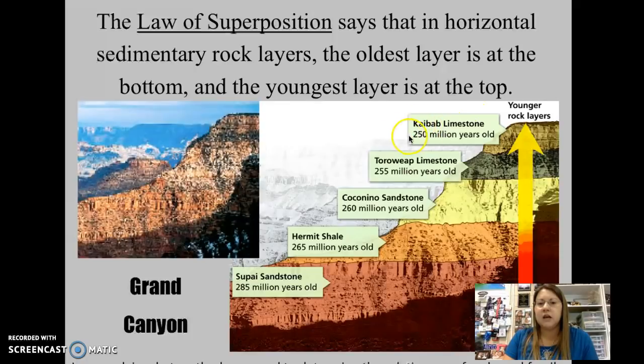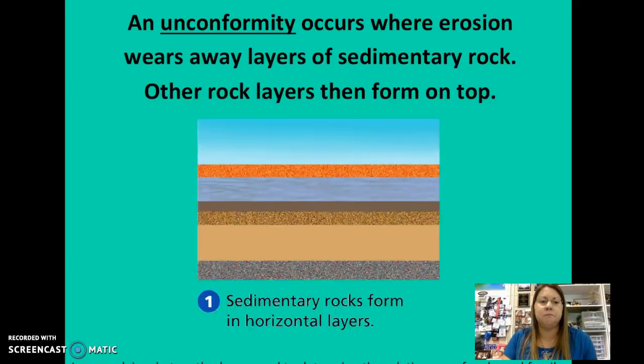So if we didn't have these time indicators out beside it, we still would be able to tell approximately how old those rock layers were, because we would know the Supai sandstone, since it's at the bottom, is the oldest. So oldest layer at the bottom, youngest layer at the top. And that is going to be for sedimentary rock layers that have not been overturned or have not had anything happen to them, that are just in the original form of deposition.